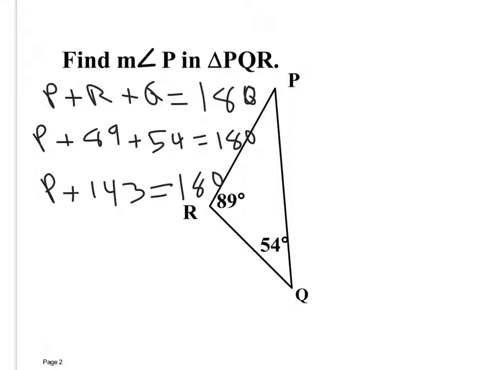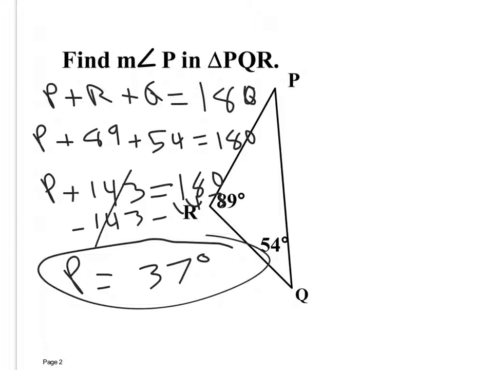Now we've done this all year. We know how to solve for a variable. We look at what's being done to that variable and do the opposite. It's P plus 143, so I do the opposite. I would subtract 143 from both sides, which is 180 minus 143, which gives you 37. So P is 37 degrees. That's the missing angle measure, so that's my answer.